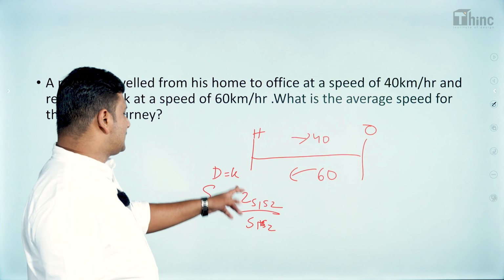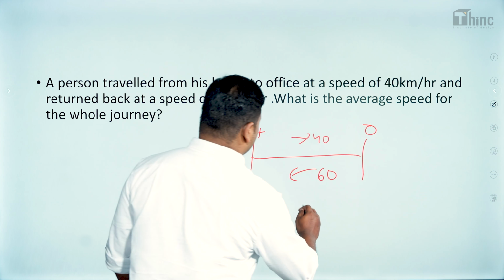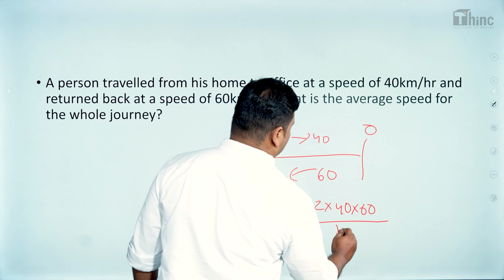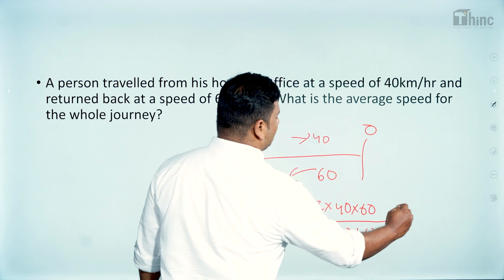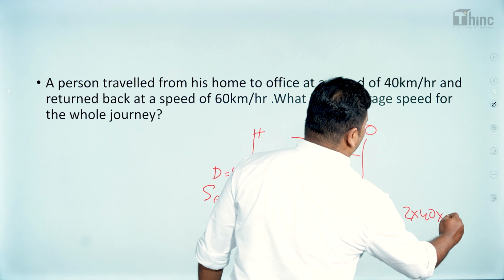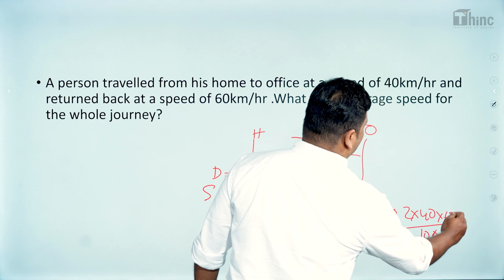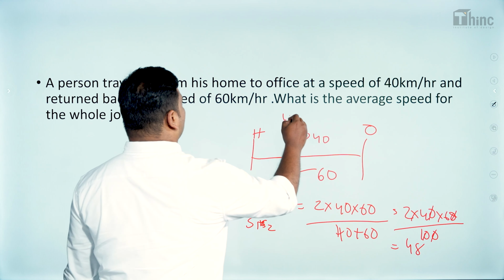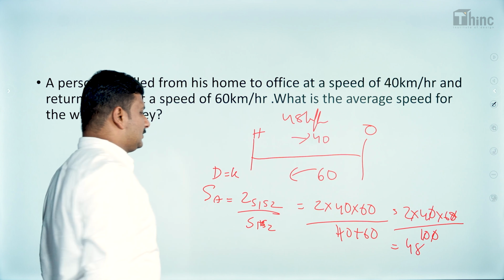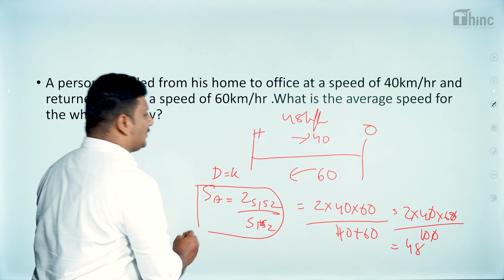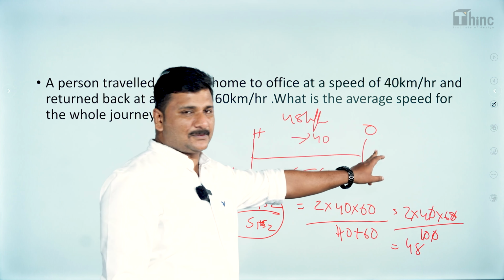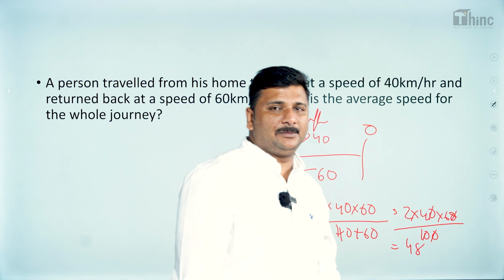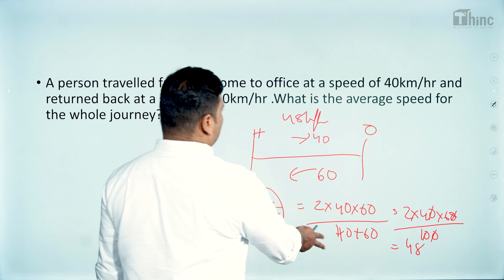So if distance is constant, average speed equals 2 s1 s2 by s1 plus s2, which is 2 into 40 into 60 by 40 plus 60, which is 100. So when you solve this, we'll get 2 into 40 into 60 by 100. When you cancel the zeros off, we'll get 24 into 2, which is 48. So average speed for the whole journey will be 48 kilometers per hour. So why are we using this formula? Because he's traveling the same distance. He moves towards office and he returns back. So if he travels the same distance at two different speeds, average speed will be 2 s1 s2 by s1 plus s2. I believe this is clear.